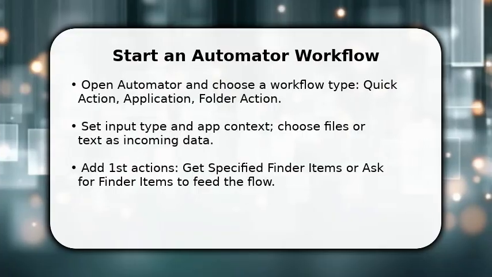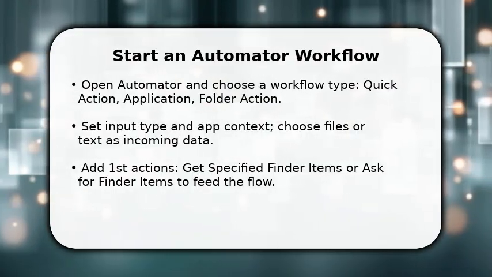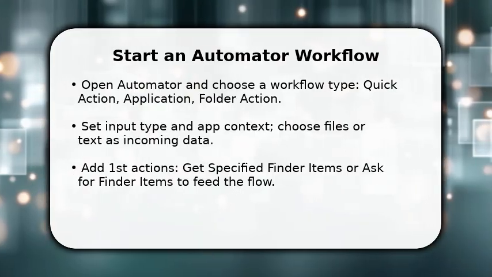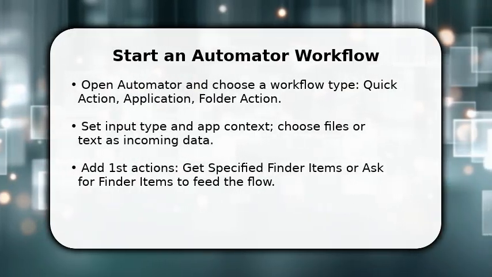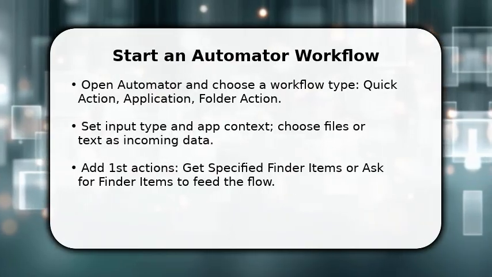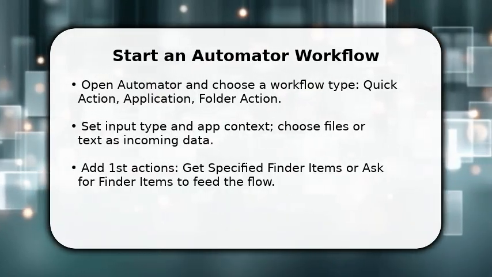Enjoy the video. You start by opening Automator and creating a new workflow type that matches the task. Choose Quick Action or Application and set the input context so Automator knows what you'll pass in.